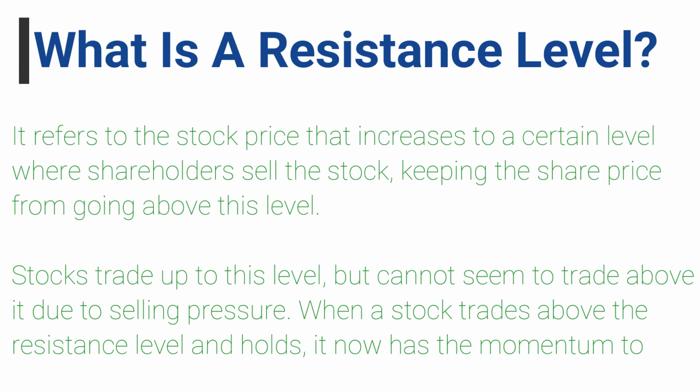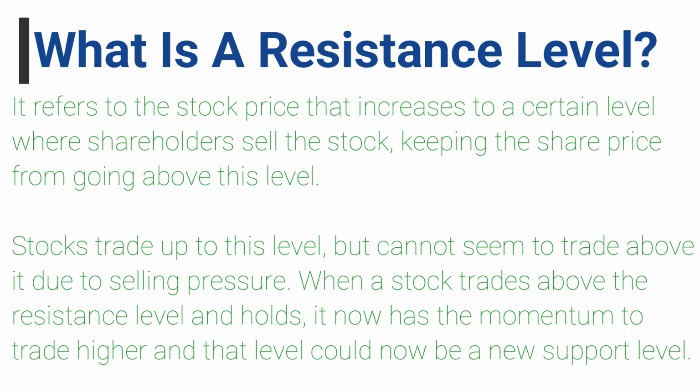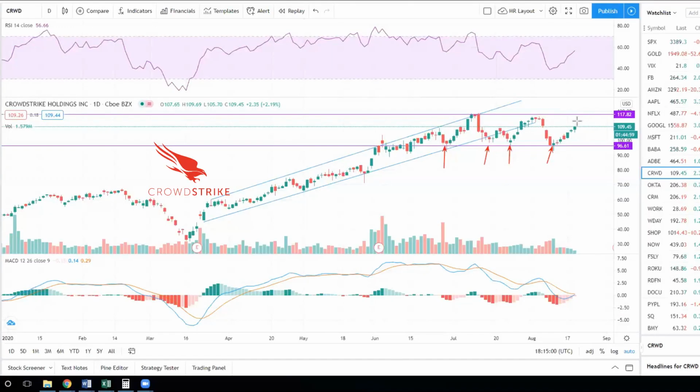Next, let's look at the resistance level. When a stock trades up to this level, usually it can't go much higher. That's a level where shareholders say it's time to sell this stock.